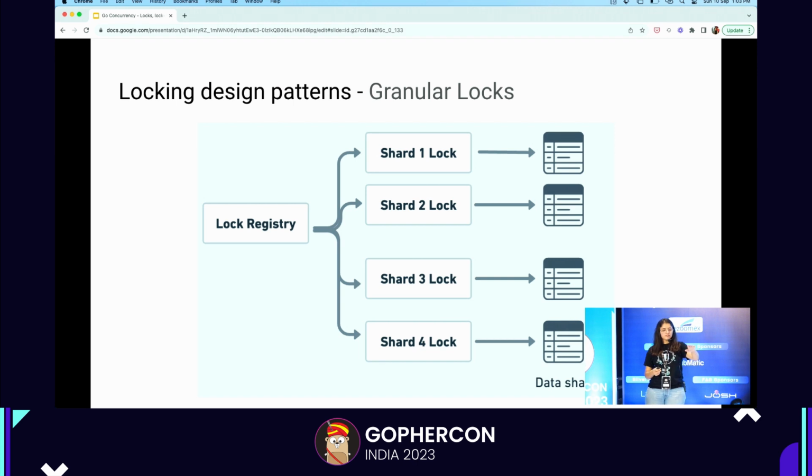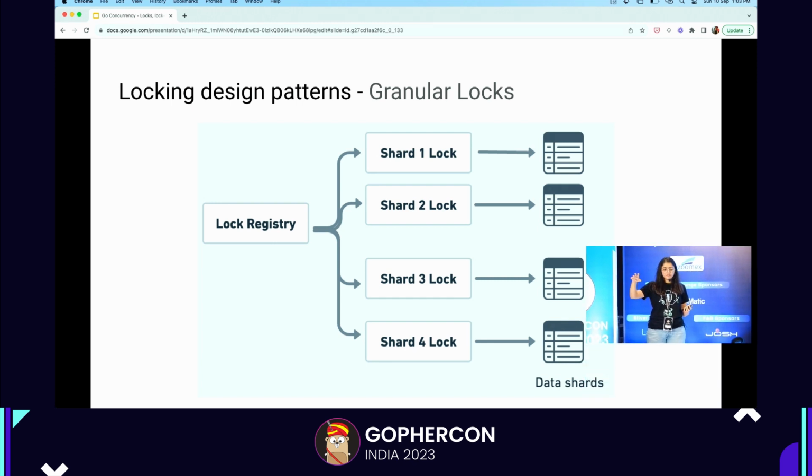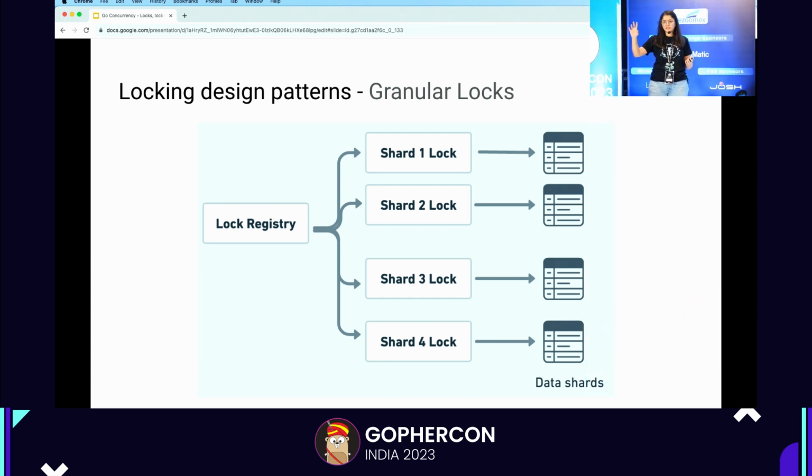So yeah, this is how this works. Say on the right hand side, you see that the data shards are different. Correct? Assume that they could be logically separated: tenant 1, tenant 2, tenant 3, etc. So we separate out the locks as well. And there should be a lock registry to hold these locks, right? Even choosing what lock to acquire needs synchronization. So the first thing written over here, the lock registry, itself has to be thread safe.